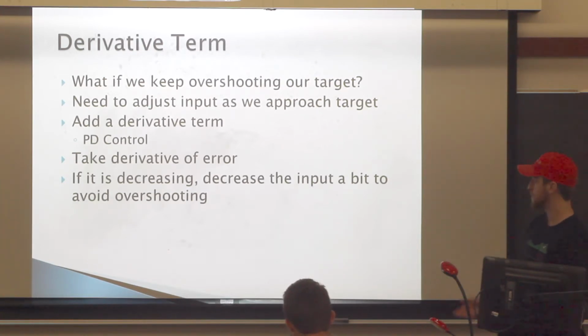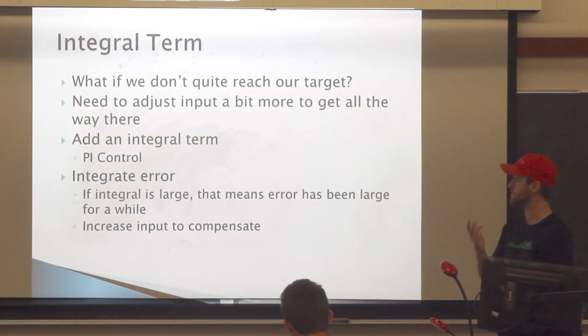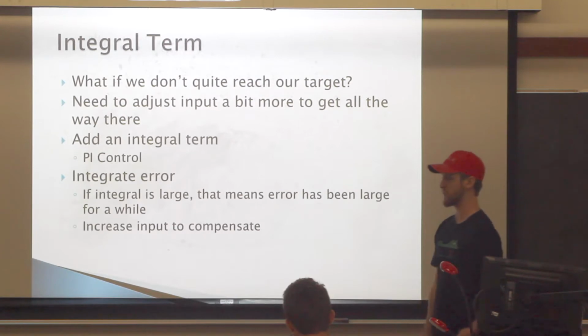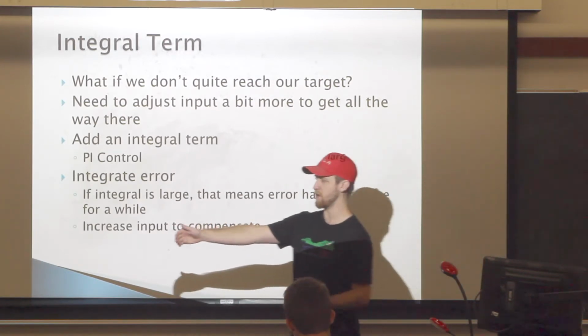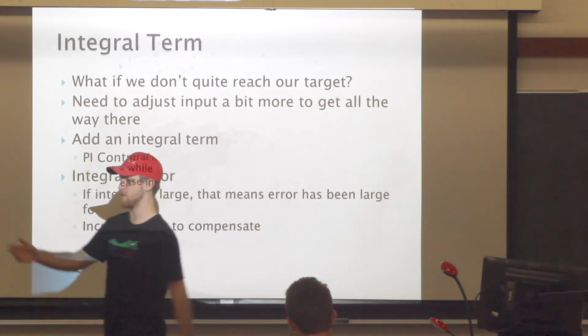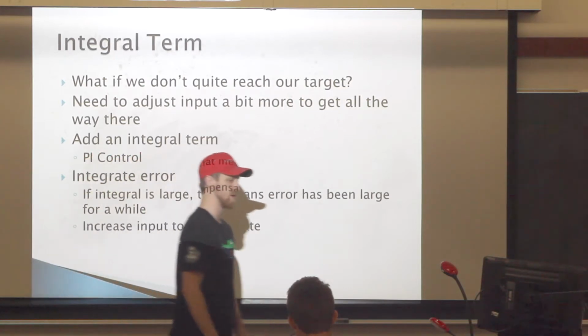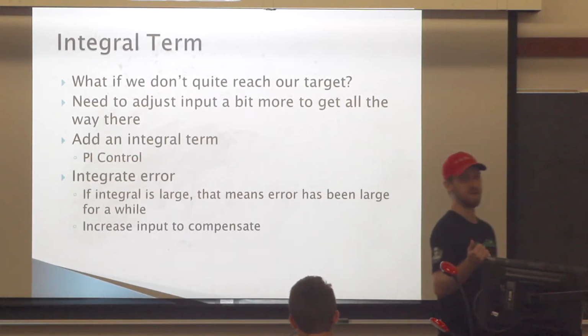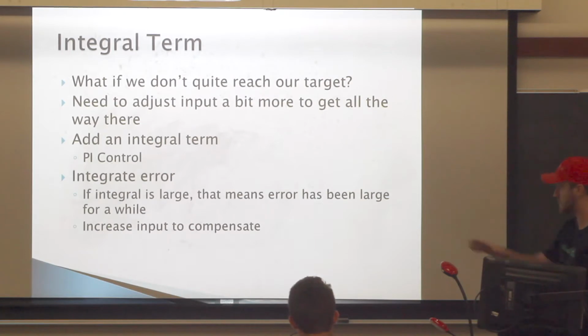But let's say you slow down too much, and you're not quite reaching your target. Like, you're behind them, you think, hey, I'm pretty close, so you slow on down, but then they're still ahead of you, and you're like, okay, well, let me speed up, and then it doesn't quite work. So basically, we need to adjust our input a bit more just to get the rest of the way there. Like, we're mostly there.